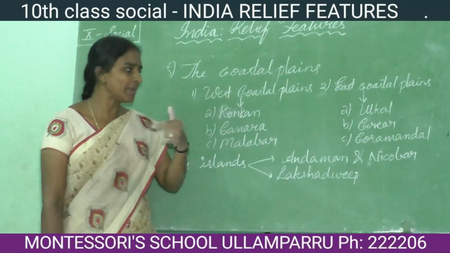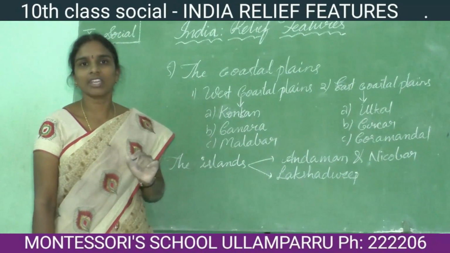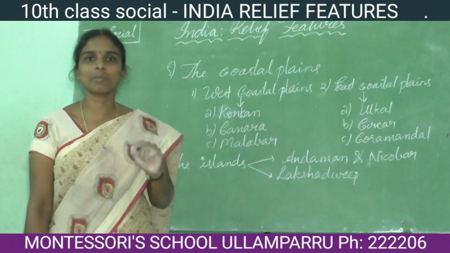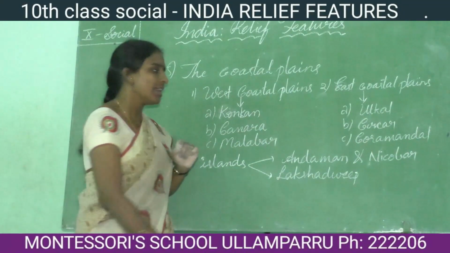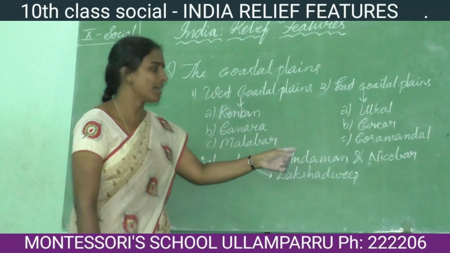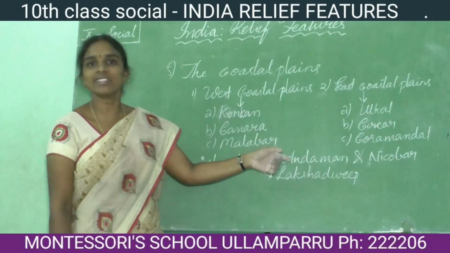Do you know why I am repeating this? Because sometimes we will get a map pointing here, asking for the southernmost tip of India. The southernmost tip of India is Indira Point. Where is that? It is in the Andaman Nicobar Islands. That is what? Indira Point.